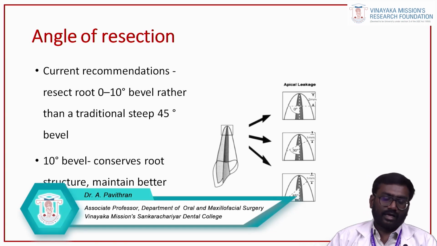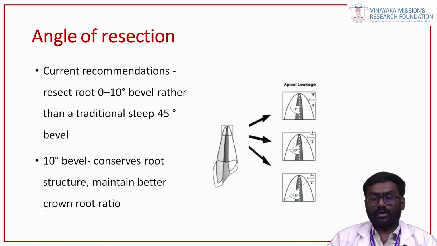So 0 degree to 10 degree is all sufficient with recent literature evidence. With regards to root resection, you have to keep in mind the instruments that you are going to use, the amount of resection that you are going to do, whether it is 1, 2 or 3 millimeter based upon the apical ramification or the lateral canals, and the bevel of resection. A 45 degree bevel is obsolete and not used. It is only 0 to 10 degrees that is recently recommended.